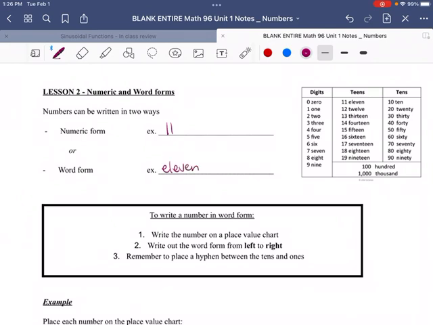eleven. And then you could have this number, which you would write as thirty-four. And then finally, one more, 142, which you would write as one hundred forty-two.